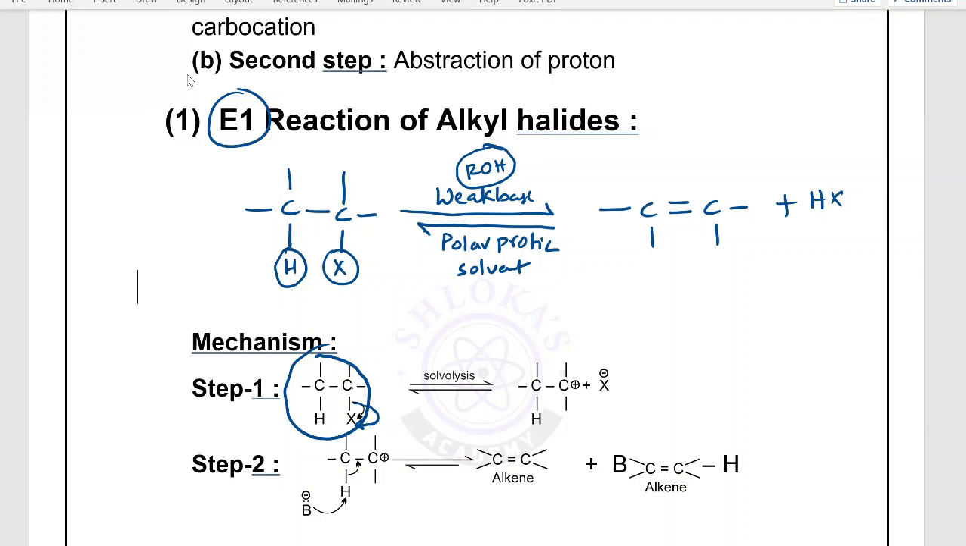If it leaves as X minus, what could be the charge developed on the carbon? Positive charge. That is called a carbocation. So this is the first step, and the first step is called the slow step. Why a slow step? Just observe what is happening in the first step. A neutral molecule is converting into a carbocation.